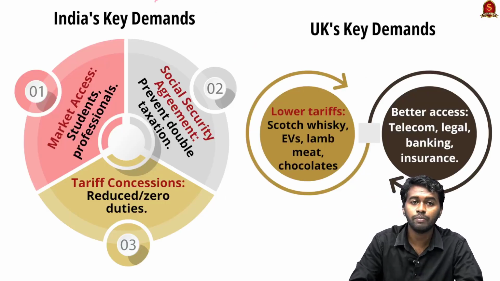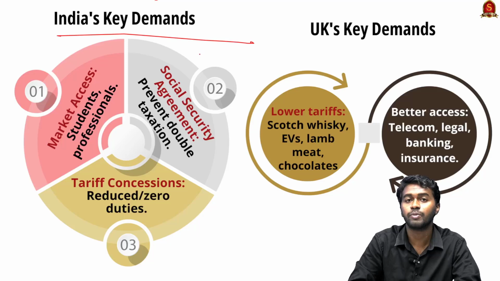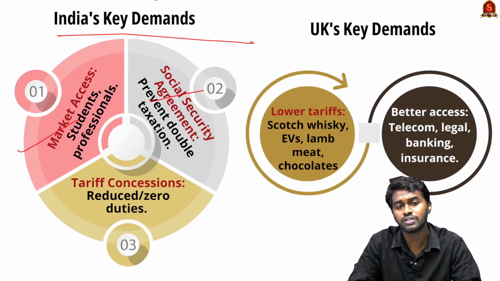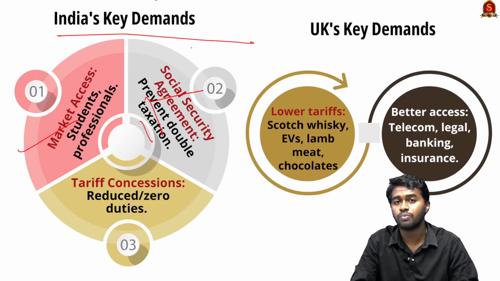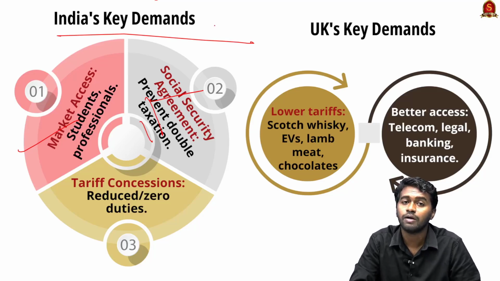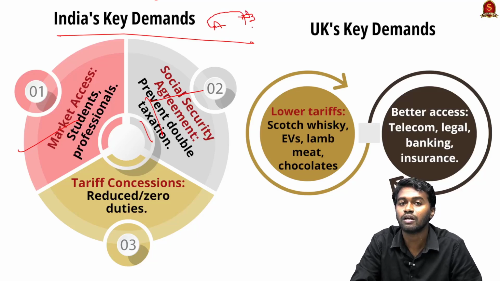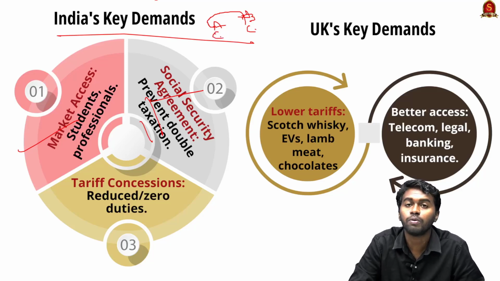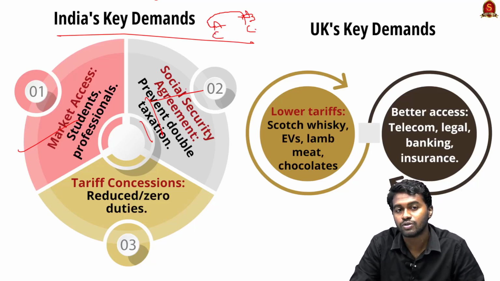So, what are the key demands of India in this free trade agreement with the United Kingdom? The first is market access. The second is social security agreements, that is, preventing double taxation. For example, some countries impose a tax known as export duty. A person exporting a product from country A to country B has to pay export duty in country A and import duty in country B. This problem has to be eliminated. That is one of the demands of India.